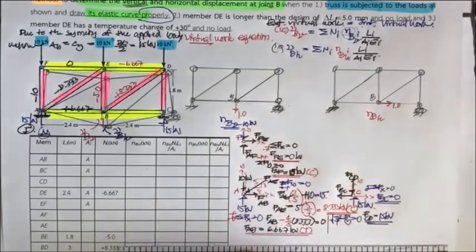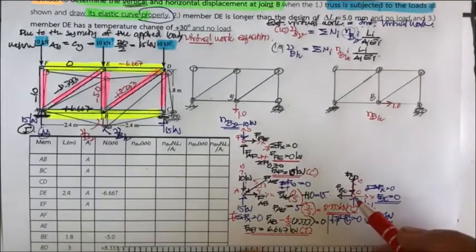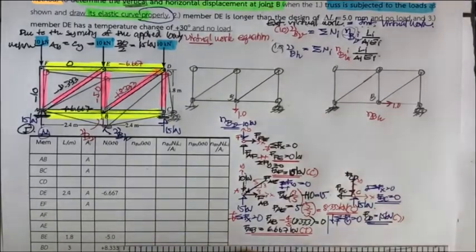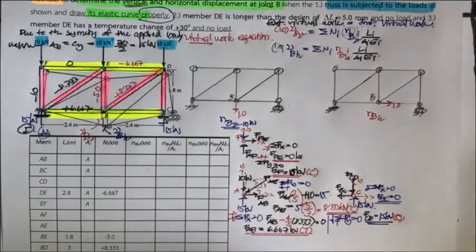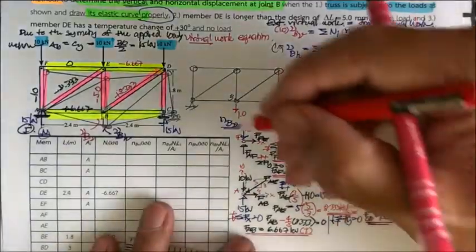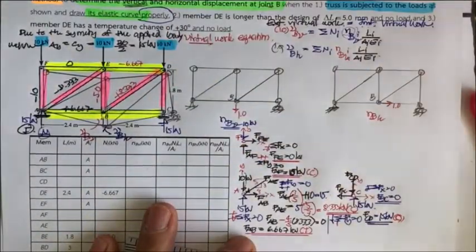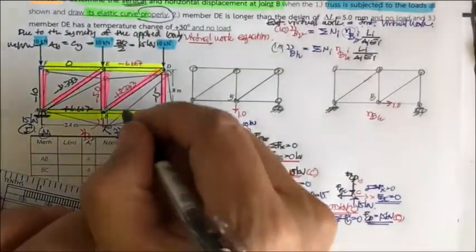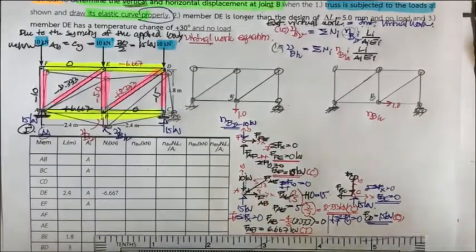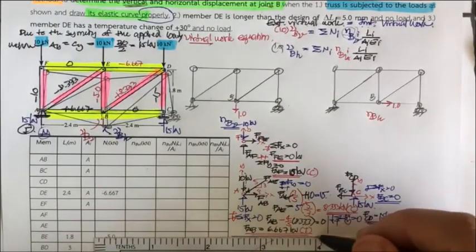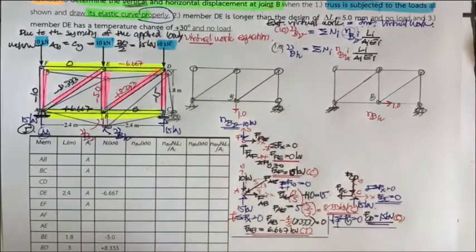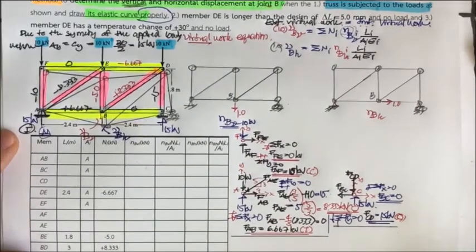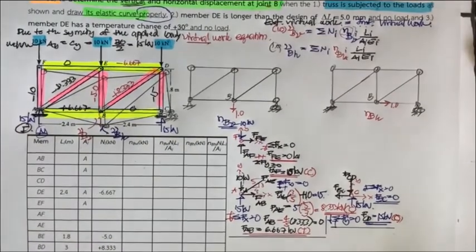And then the force here is going to be what? In compression. This is going to be minus 15. And this is going to be zero. So that is what we determine, the normal force in the member. You may call it member force in the truss due to the applied force.